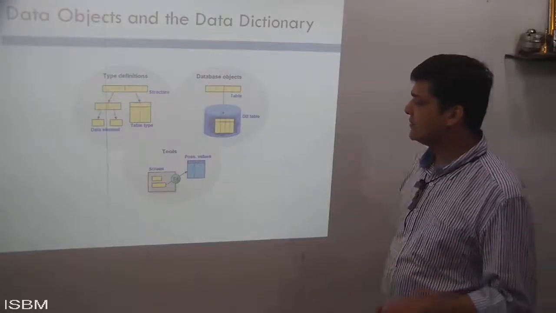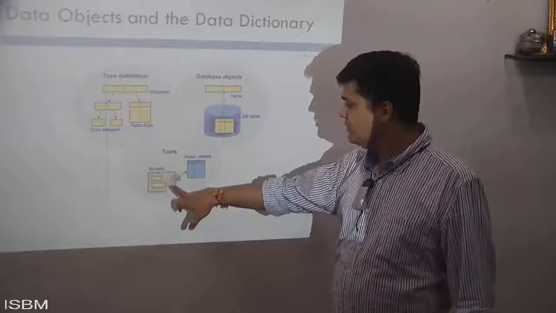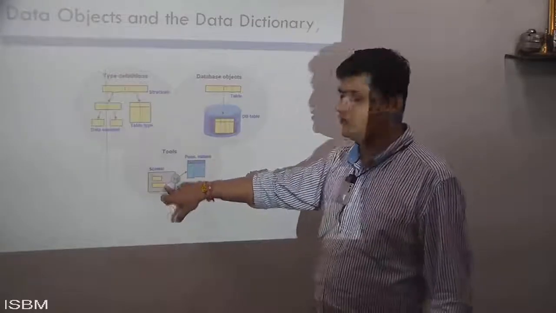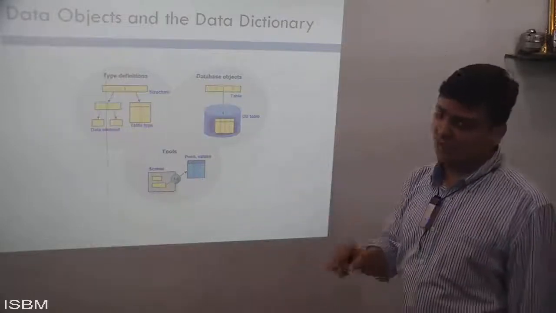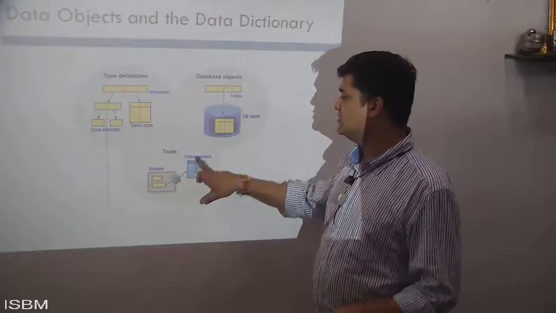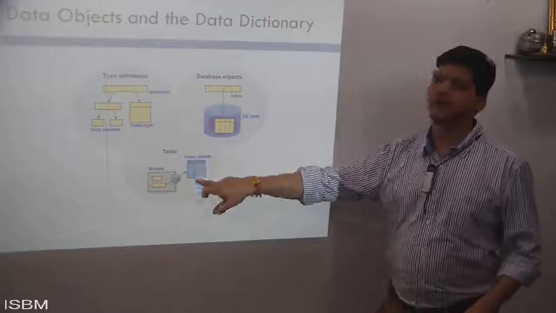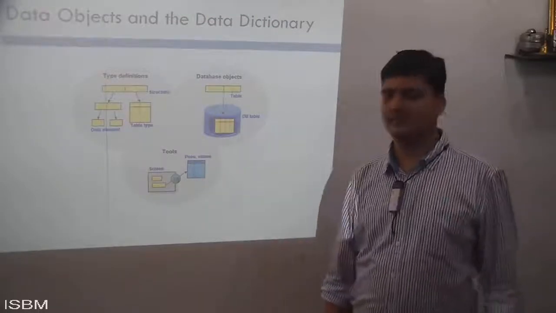Then the tools. This is a screen, some SAP screen. When you press F4 on your keypad, it will show you another pop-up with possible values. Whatever the possible values are, it will show them like this.